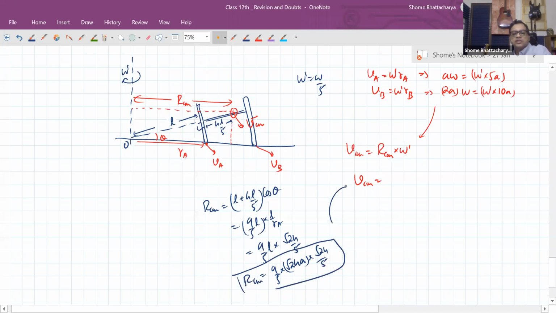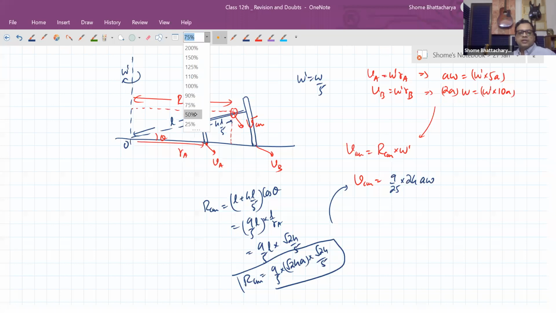Okay. So VCM, velocity of the center of mass, is becoming 9 by 25 into 24 A omega. In terms of A omega. Otherwise, you can write it in terms of L omega also. It's fine. Now, once we know the VCM, we'll calculate the angular momentum by using that formula.